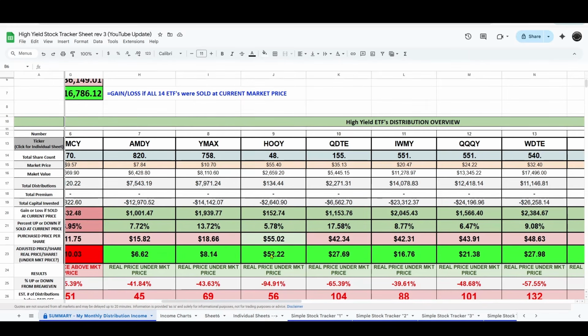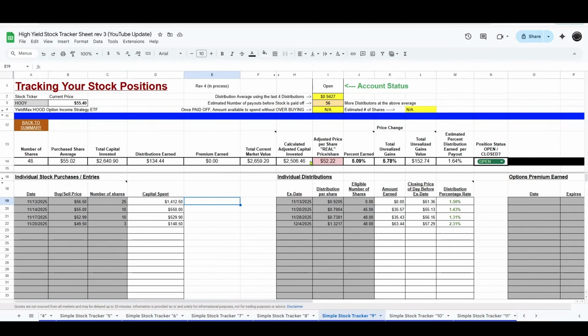I want to continually lower that real price per share, or that adjusted price per share, whichever one you want to call it, as you never know when it's going to drop. So for HUI, I'm still lowering it down, and I'm not buying. Why? Because that current price of $55.40 is above my real price per share of $52.22. A pretty simple strategy, but it's been working for me.